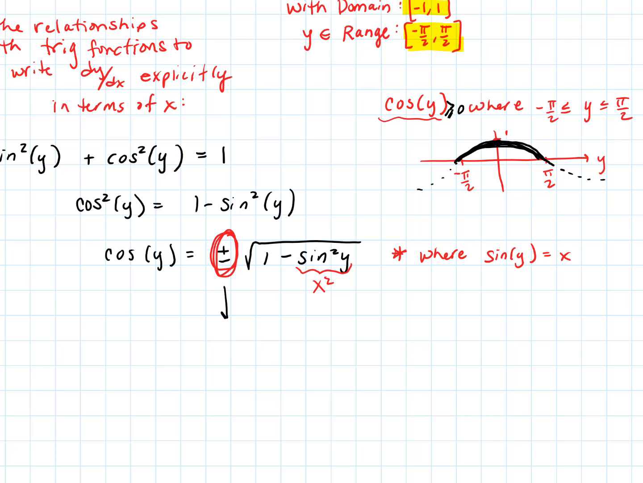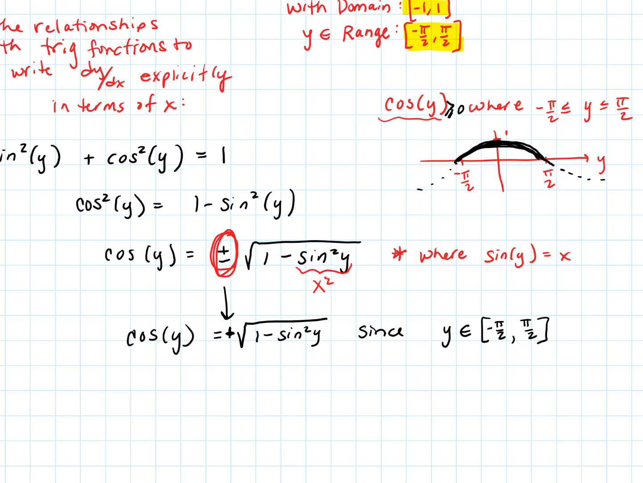And so what we can say right here is that the cosine of y has to equal the positive square root of 1 minus the sine squared of y, since y, which we know, is in the range from -π/2 to π/2. I didn't write a positive here, but let's put a positive there. It is definitely a positive.